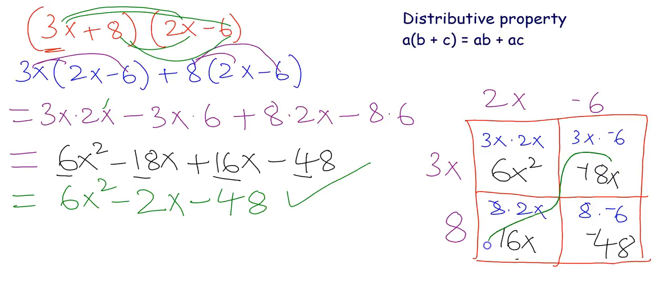Negative 18x plus 16x, those two are like terms. Put those two like terms together, you get minus 2x. And lastly, minus 48. So the result is the same.